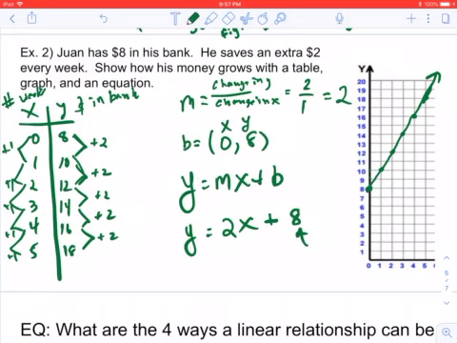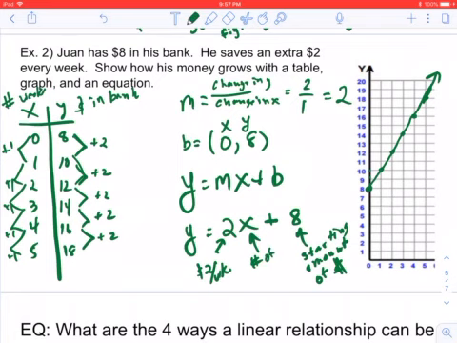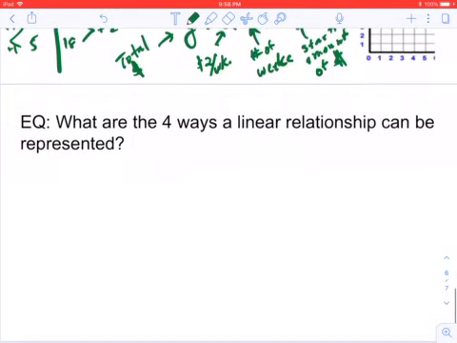So 8 is the starting amount of money or dollars. I want to be specific. And it's growing by $2 per week. And then X is representing the number of weeks. And then y is representing total amount of money that you have. Okay, that's it. So think back, what are the 4 ways of linear relation?